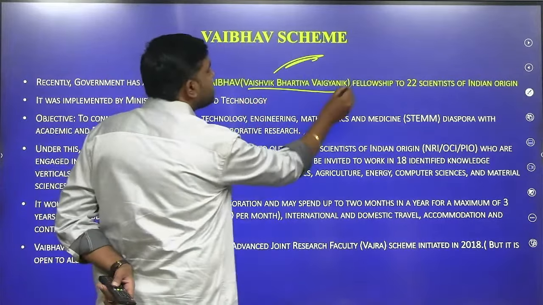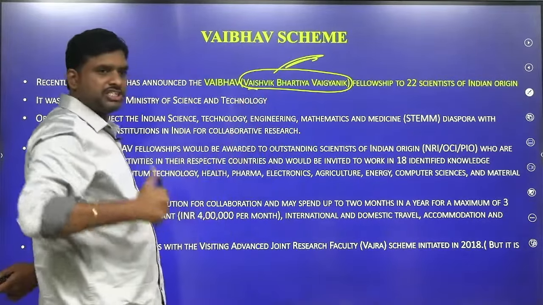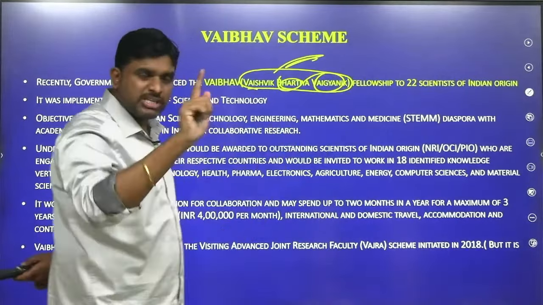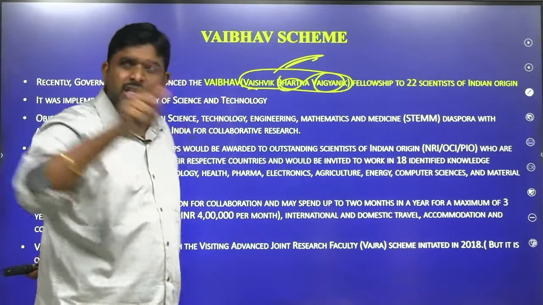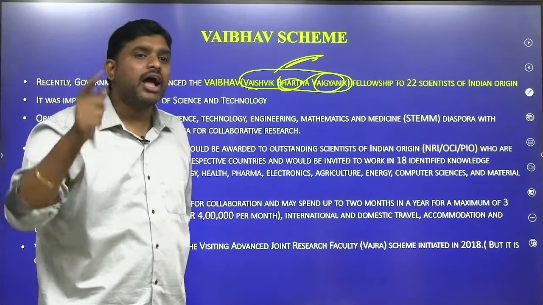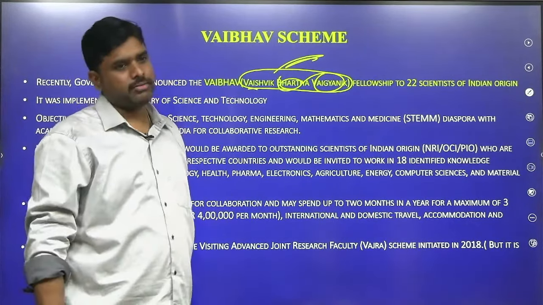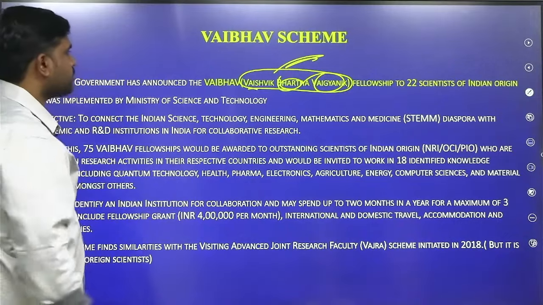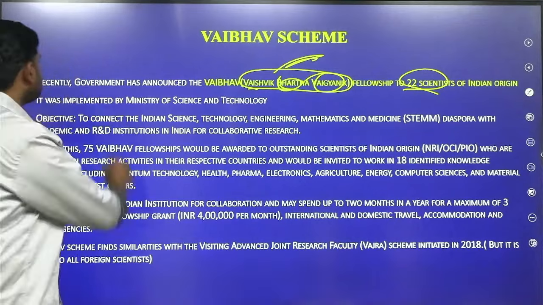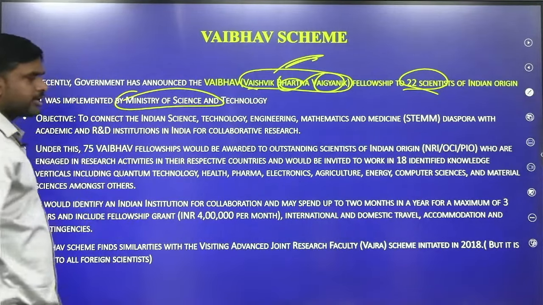Full form: Vaishvik Bharatiya Vaijnanik. Vaishvik, specialized Indian scientists. You are a specialist Indian scientist, please don't work in other countries, work in India, I will give you the amount. Under which scheme? Vaibhav. Fellowship to how many? 22 scientists of Indian origin. It was by the Ministry of Science and Technology.